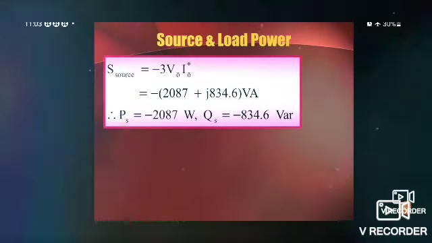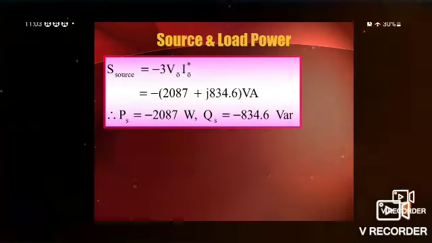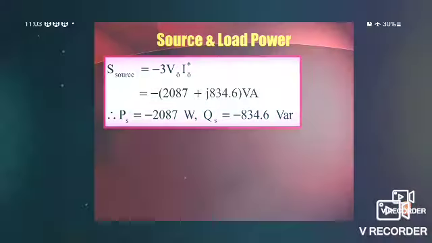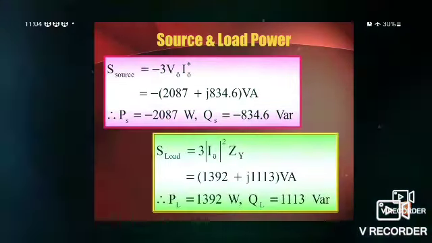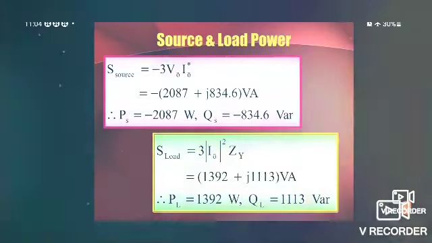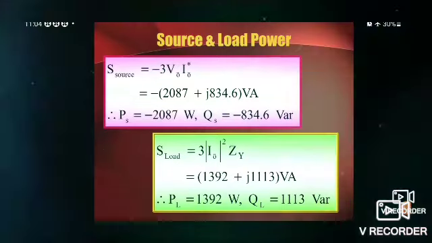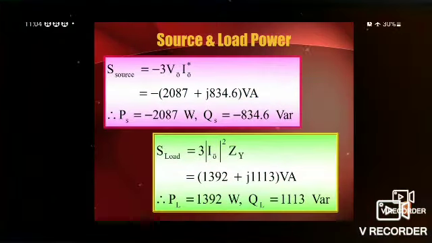Then source and load power. Source power is 3 Va Ia. Therefore real power is minus 2087 watts and reactive power is minus 834.6. Then S load is 3 I squared Zy. So by applying the formula, PL is 1392 watts and QL is 1113 kVAR.